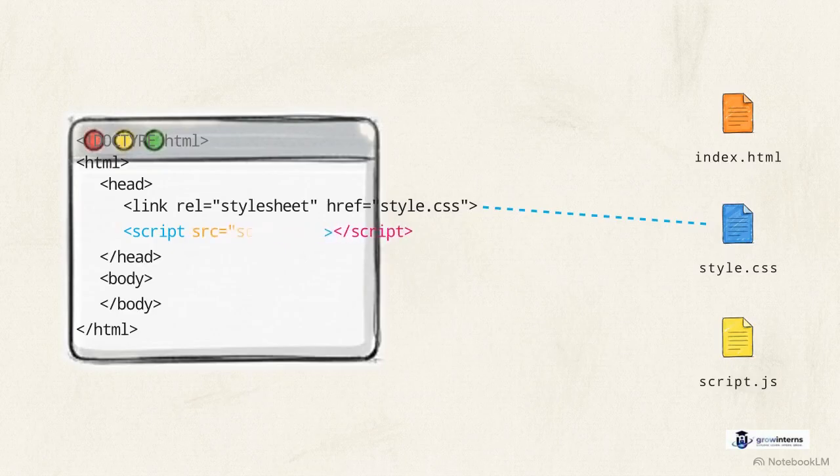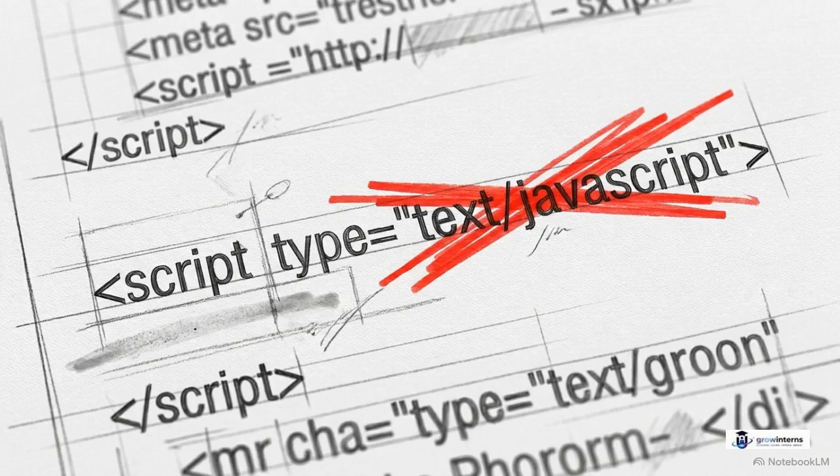Inside the opening script tag, add a src attribute. This functions exactly like the href attribute from earlier, creating a path that targets your script.js file. Like we did for our CSS, leave out the outdated type equals text/JavaScript attribute. The browser expects JavaScript by default.